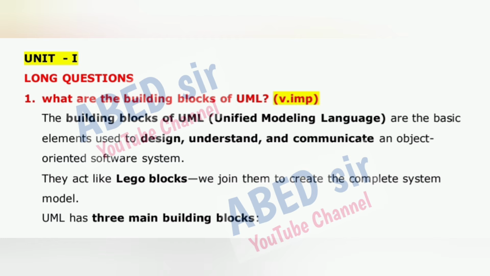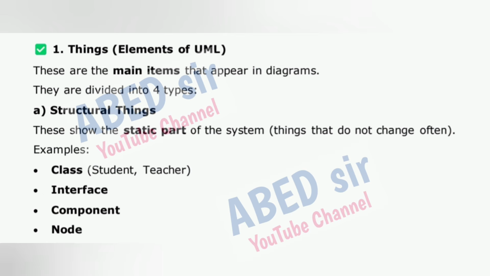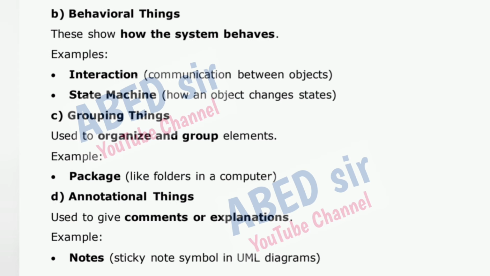UML has 3 main building blocks. 1. Things, elements of UML. These are the main items that appear in diagrams. They are divided into 4 types. A. Structural things. These show the static part of the system, things that do not change often. Examples: Class, student, teacher. Interface. Component. Node.